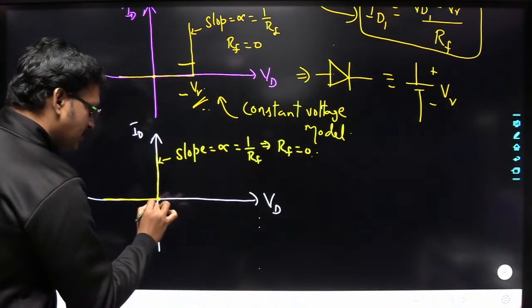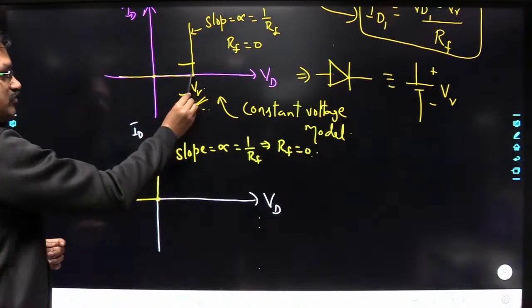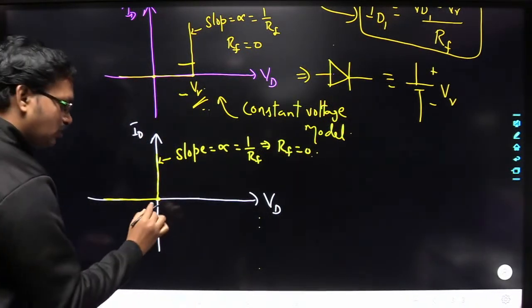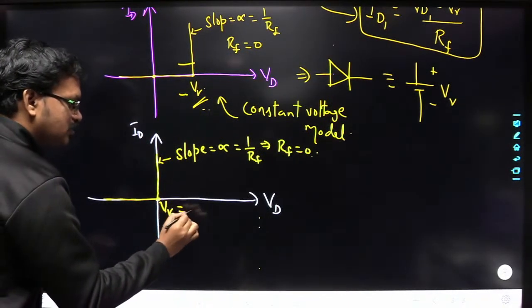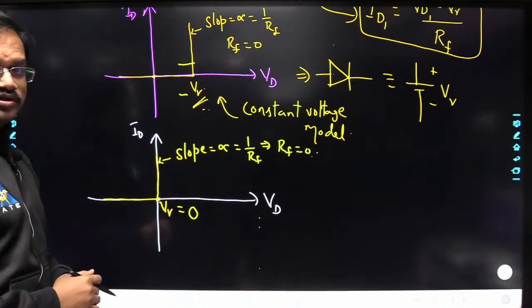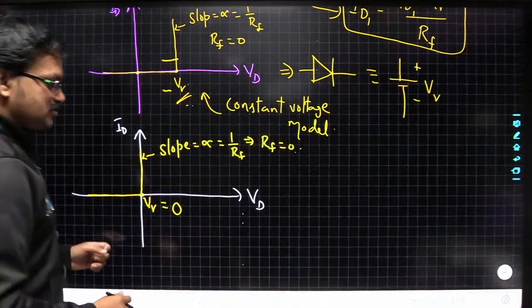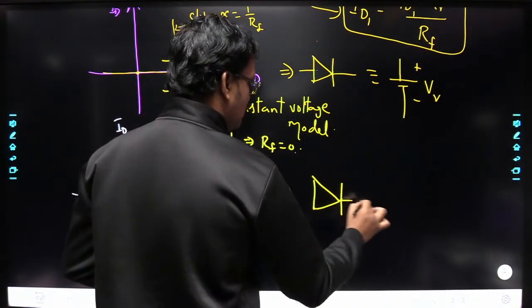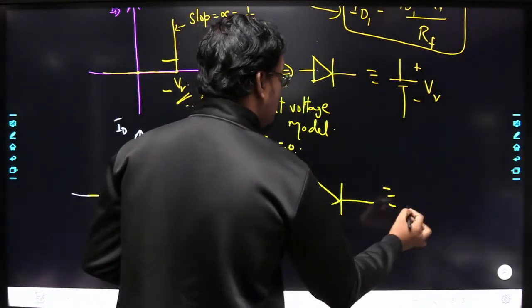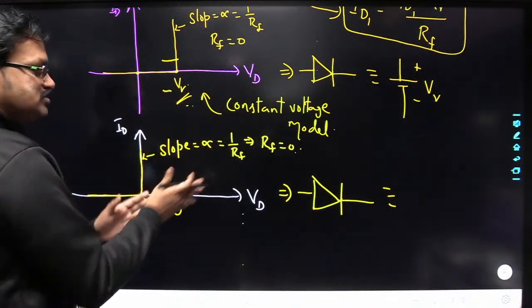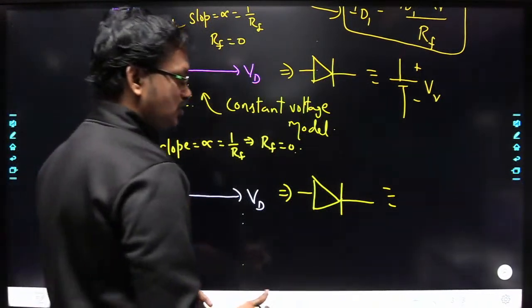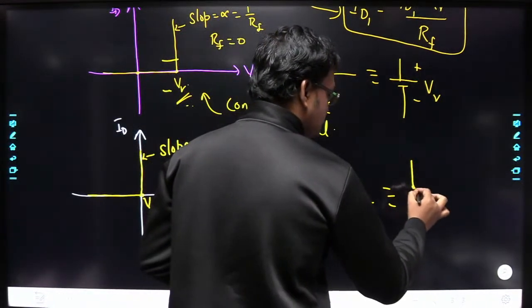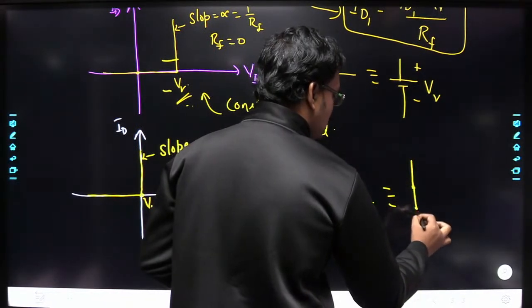I have moved this V gamma from this location to this location, yes or no? Now here V gamma is equal to 0. In this case, how can you replace the diode? Now V gamma is equal to 0 and RF is also equal to 0. That means you can simply replace it with a short circuit.